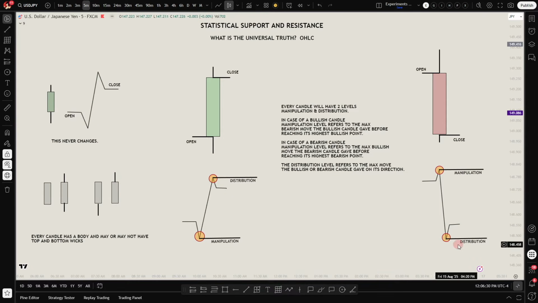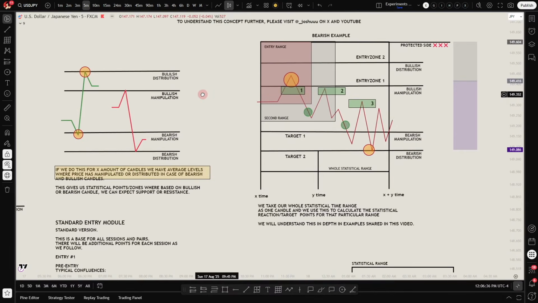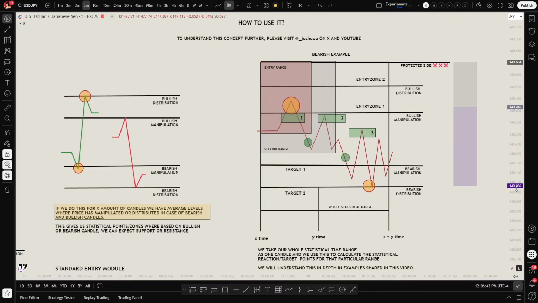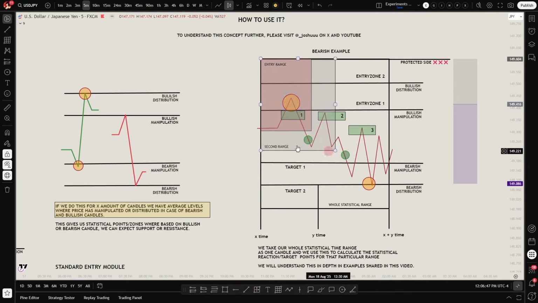By taking our statistical range as a single candle and averaging these levels across past historical ranges, we can automatically derive 4 special statistical levels. These act as precise support and resistance zones where price consistently reacts with high probability. This can be done easily using indicators, which I will share later in the video. I've shown a bearish example here to illustrate how these levels are identified and applied in practice.